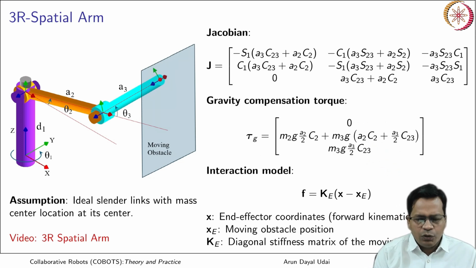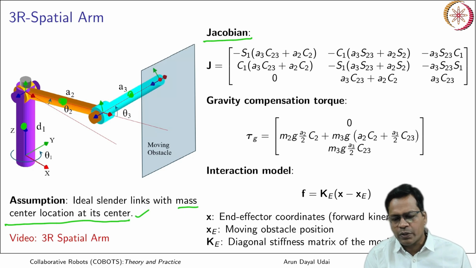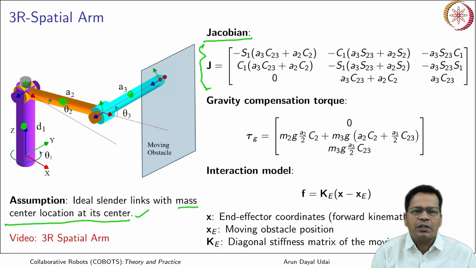So I assume the links are all slender. It is an ideal slender link with the mass center location at its center. Okay. All the center of gravity locations are precisely at the center. Okay, so the Jacobian can be calculated. You already know how to calculate the Jacobian. The same way you can arrive at this result using the techniques that were discussed in robot Jacobian and velocity kinematics.